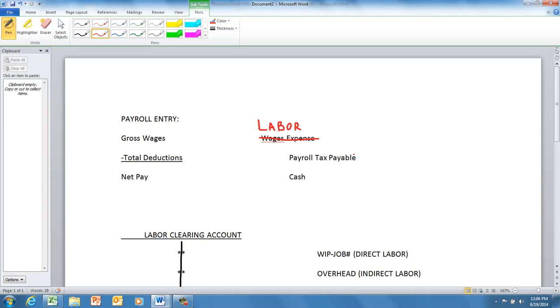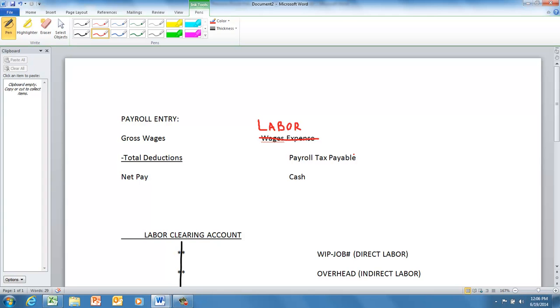In Accounting 101, you also learn that every time there is payroll, we also have a second journal entry in which we debit payroll tax expense and credit payroll tax payable for the employer costs. The employers have to match the FICA, and they also have to pay some unemployment taxes, FUTA and SUTA. And so those are all done as a second journal entry.